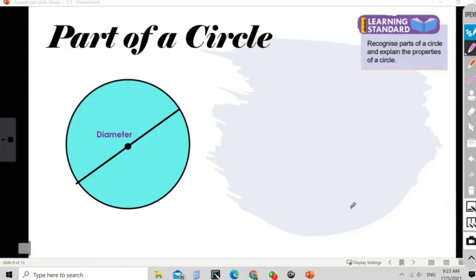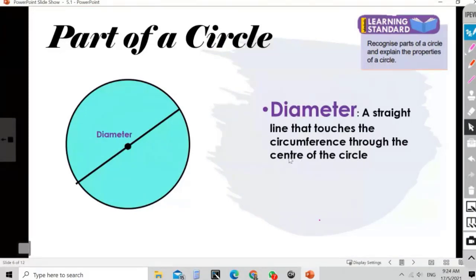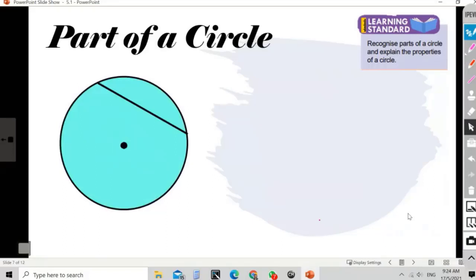Okay, this is my question now. Remember, it must be through the center. See the center here? So next, just now your friend already gave the answer. This line is not passing through the center, so what is this called? Jingwen, sorry. This is called what? You can respond in the chat. Okay, chord. So this is not a diameter.